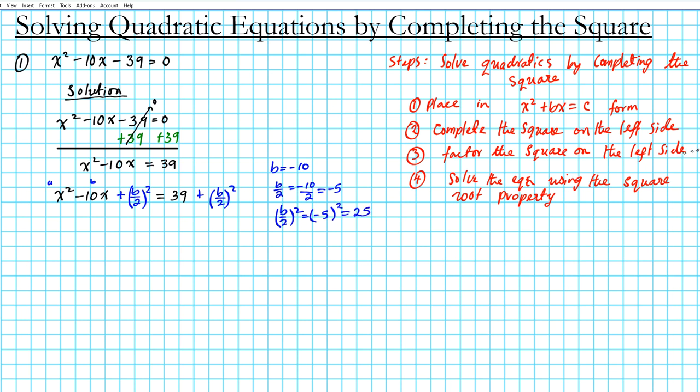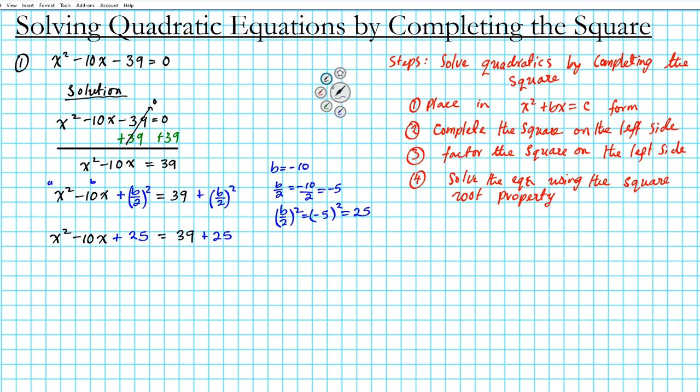So we're going to add that constant to both sides. So we have x squared minus 10x, and then we add that 25, so that will make the left side of the equation a perfect square trinomial. Okay, and then that equals 39 plus 25 on the right side to preserve the equality of the equation.